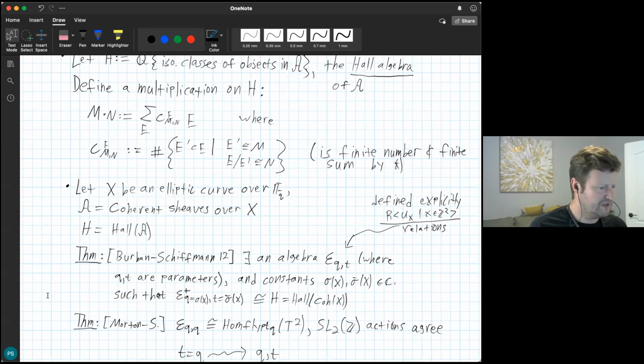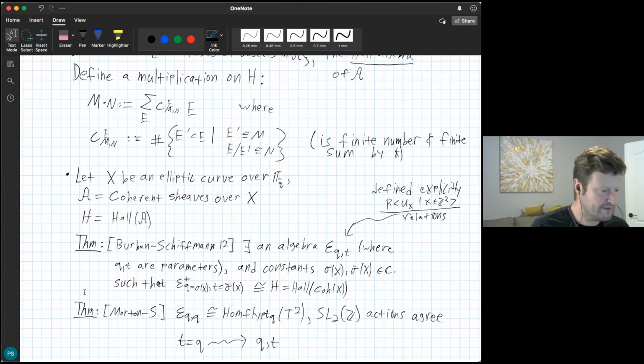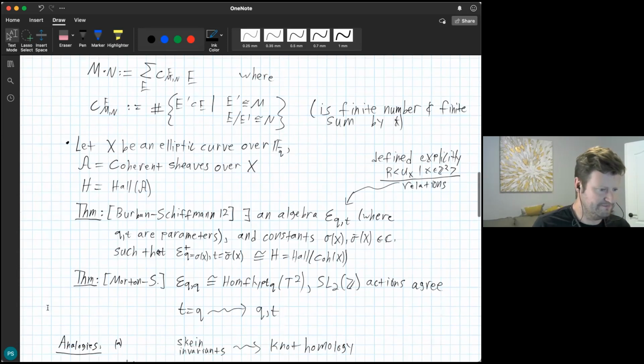So using their theorem, we combined their theorem with ours. We can show that if you specialize these two parameters q and t to be equal, the algebra you get is isomorphic to the HOMFLY skein algebra of the torus. And the SL2(Z) actions agree. The proof is just sort of brute force. You look at their relations and specialize the parameters and then compare to ours. So, well, but it works.